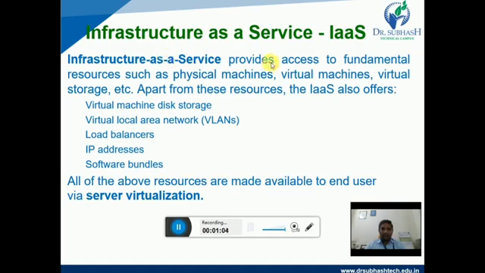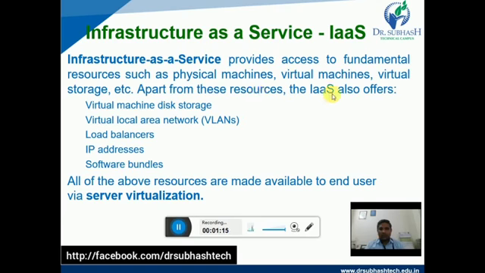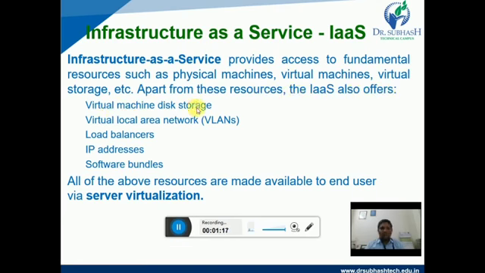Infrastructure as a service provides access to fundamental resources such as physical machines, virtual storage, etc. Apart from these resources, IaaS also offers virtual machine disk storage, virtual local area networks, that is VLANs, load balancers, IP addresses and software bundles. All of the above resources are made available to the end user via server virtualization. So this is the definition of infrastructure as a service.